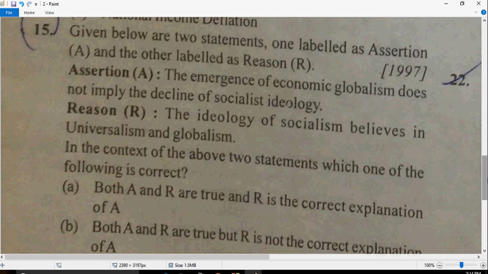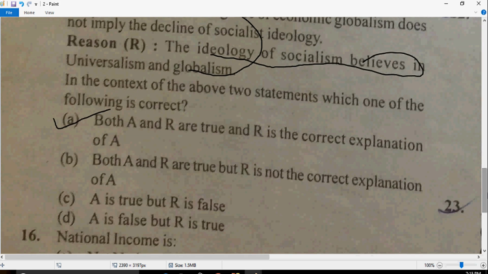The ideology of socialism believes in universalism and globalism. So that is a correct explanation of the assertion. Both are correct, and the reason is a correct explanation. Why is it so? Because globalism is the policy of placing the interest of the world above those of individual nations, and this also means there would be free movement of goods and services across national boundaries.